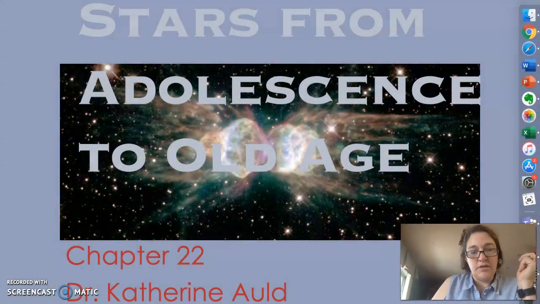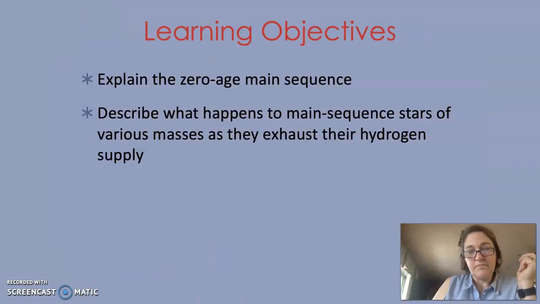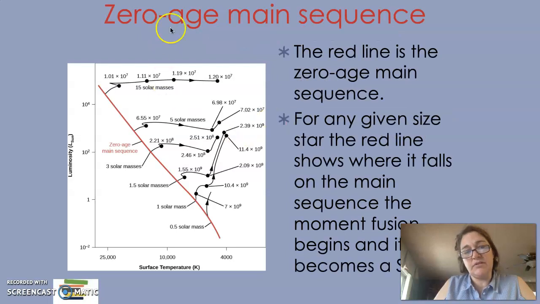So today I'm going to be talking about Chapter 22. This video will cover Section 1 of Chapter 22. So we are going to be talking about the zero age main sequence. What does that phrase even mean? And what happens as stars begin to run out of fusion and start moving off the main sequence.